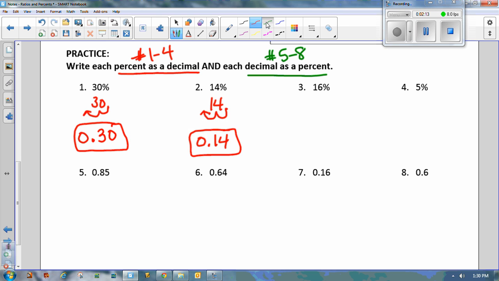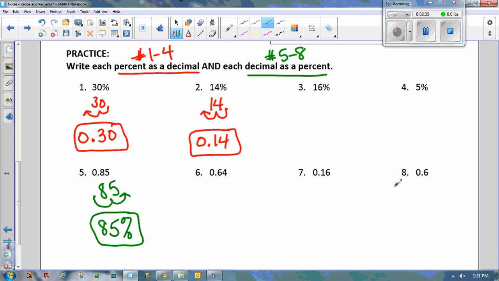Now let's take a look here at numbers 5 through 8. We're going to go now from a decimal to a percent. So for a decimal to a percent, it says to take your decimal. Now we're going to go the opposite direction. We're going to move it 2 places to the right. So then we end up here with 85 and fill in your percent sign. So 85 hundredths is 85%.